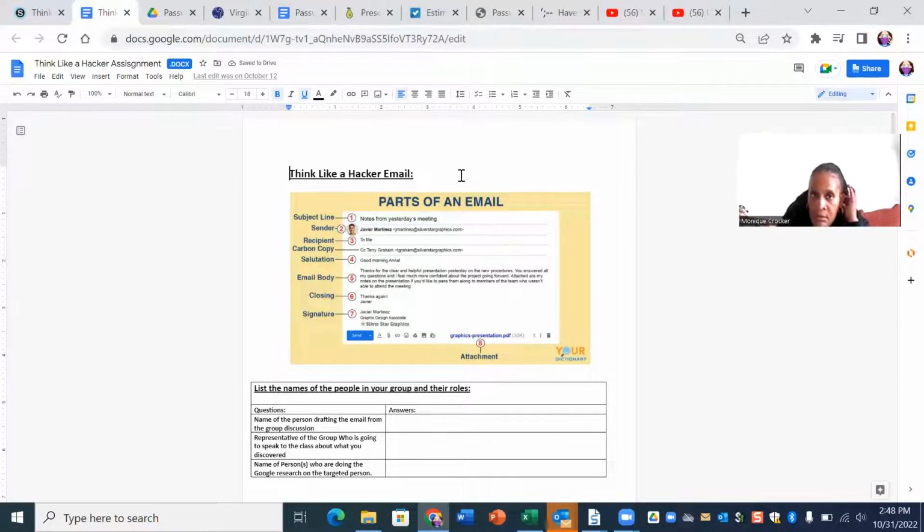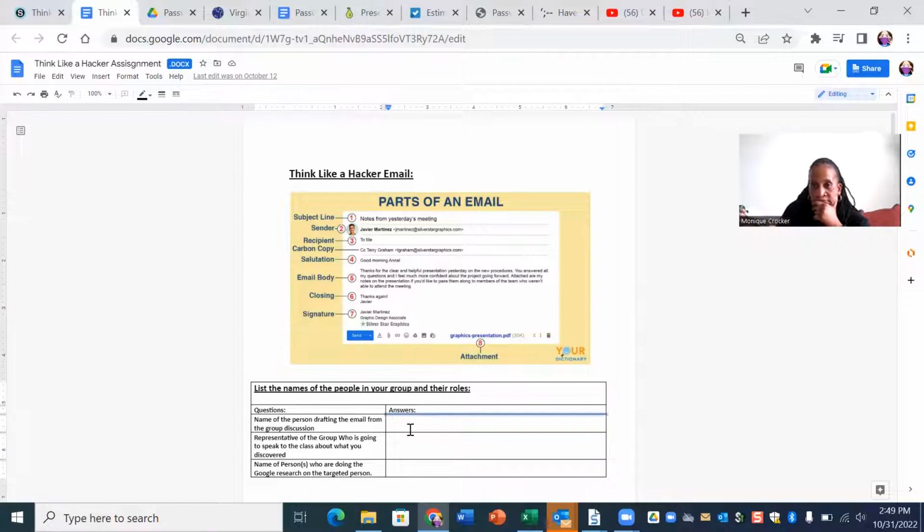But here, when you go in your groups, I would instruct them, you're going to think like a hacker. Here are the different parts of an email. You have the subject line, the sender, recipient, salutation, email, closing, and signature. I would even show them possibly an email of a lady who I thought was actually going to target me. And then we're talking about the name of the person drafting the email.